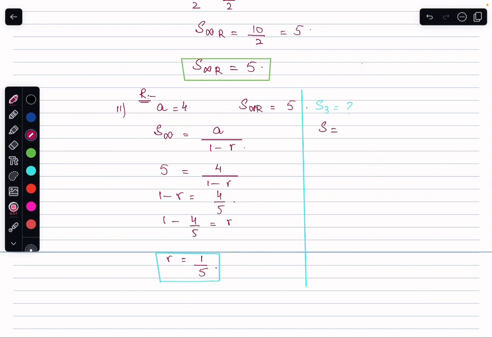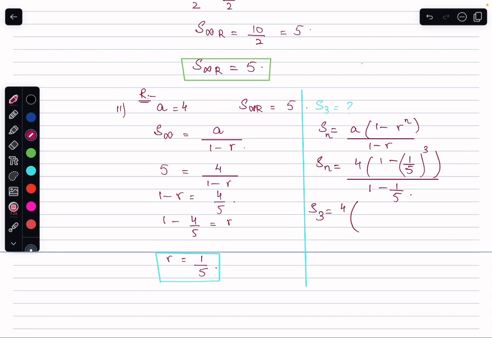We know that the sum of the first three terms, Sn, is equal to a times 1 minus r to the power n divided by 1 minus r. So substituting the a value, which is 4, 1 minus 1 by 5, n value is 3, divided by 1 minus 1 by 5. So the sum of the first three terms is going to be 4 times 1 minus 1 by 125 divided by 1 minus 1 by 5, which will give me 4 by 5 here.